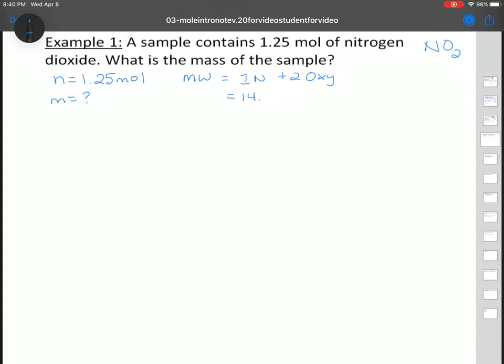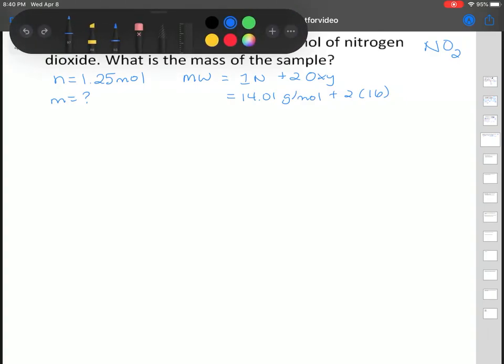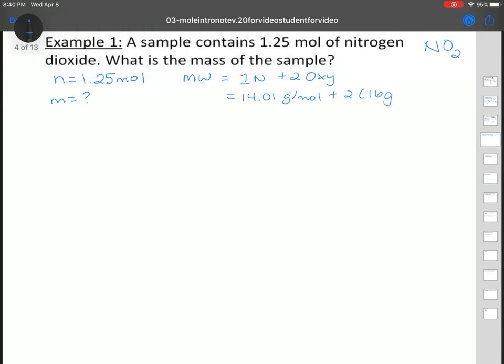And moving forward, this step, I wouldn't even actually expect you to show. You could write your answer for the molecular weight. You don't even need to show the calculation. But I will here. Okay, so remember 2 times 2 oxygens, because there are 2 of them, gives us 46.01 grams per mole.